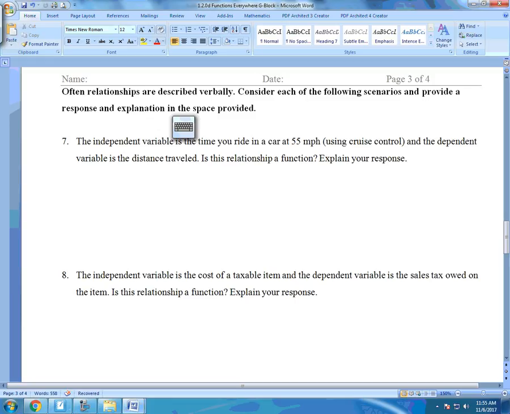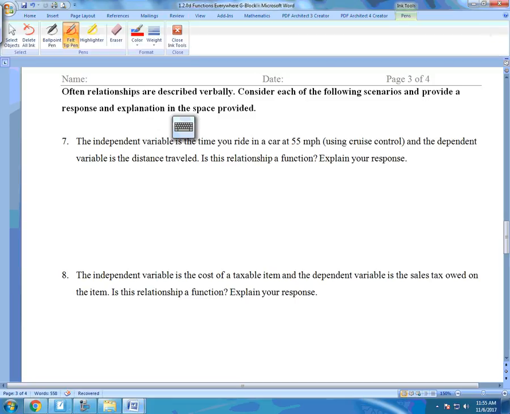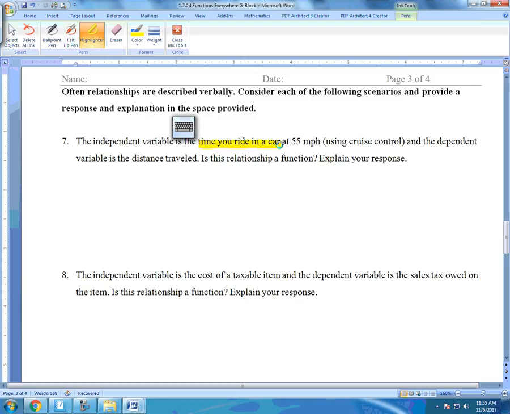So let's look at this. In number 7, the independent variable is the time you ride in the car at 55 miles an hour, and the dependent variable is the distance traveled. So those are our variables, and that's important. The independent variable, time you ride in a car, would be our input, and the distance traveled would be our output.